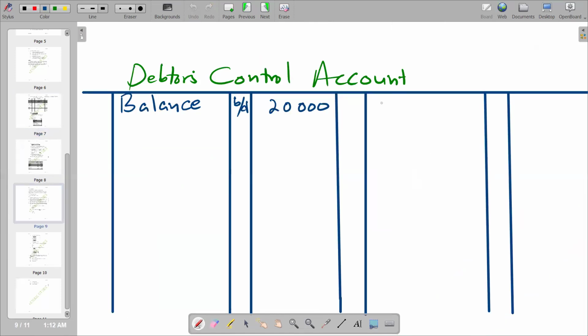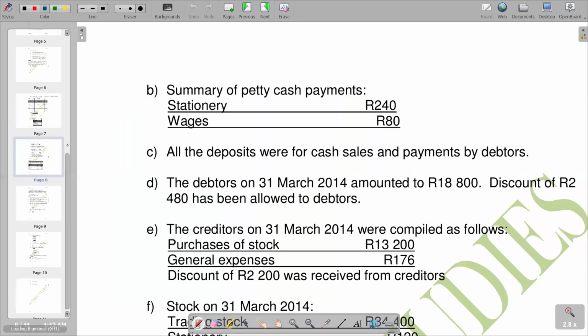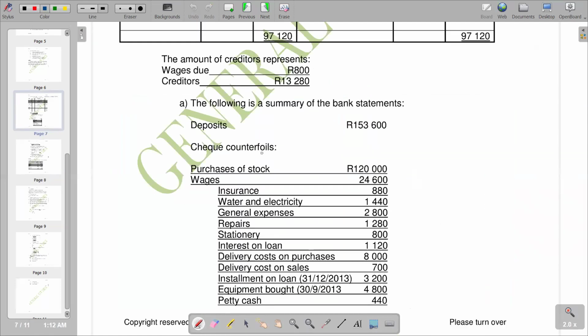So if you come to the debtors' control, go to the credit side. We are saying bank, and we have an amount of 153,600. And you also check if you've got a discount allowed. So obviously we try to see if we have a discount allowed. Obviously, we try to go now into the information to check for that.